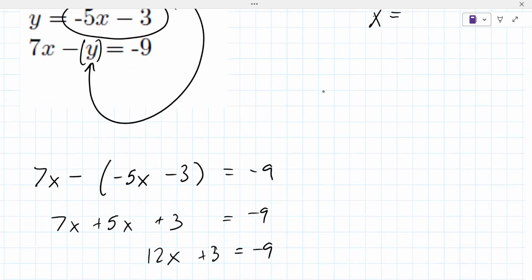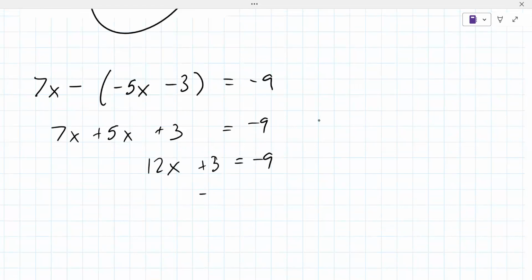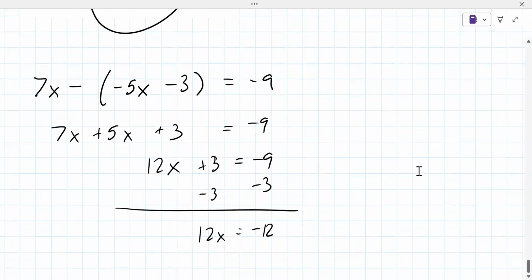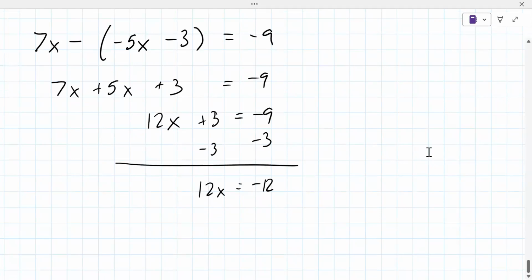Oh wait, because it's -9, it would be -9 minus 3, right? Yep. Subtract 3 from both sides. Oh, I must have put 12x in the calculator wrong, because I got -6. Now I'm getting -12. Okay, and so it would be -12 divided by 12. So it would be x equals -1.